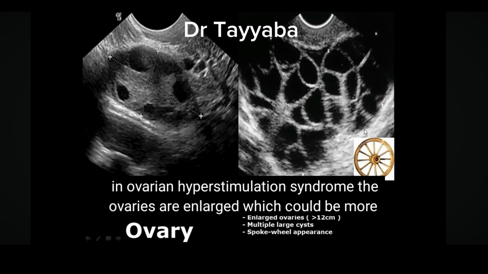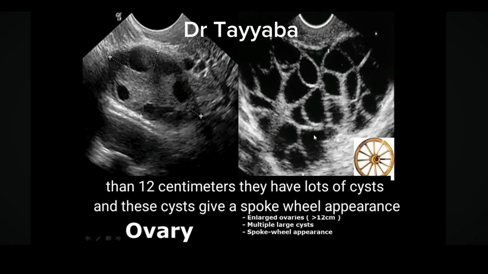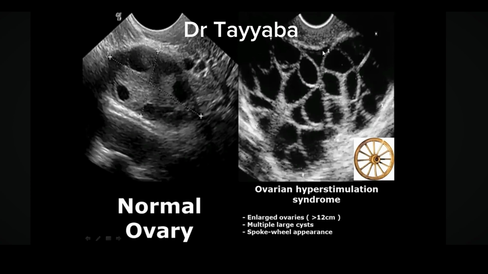In ovarian hyperstimulation syndrome, the ovaries are enlarged, which could be more than 12 centimeters. They have lots of cysts and these cysts give a spoke wheel appearance.